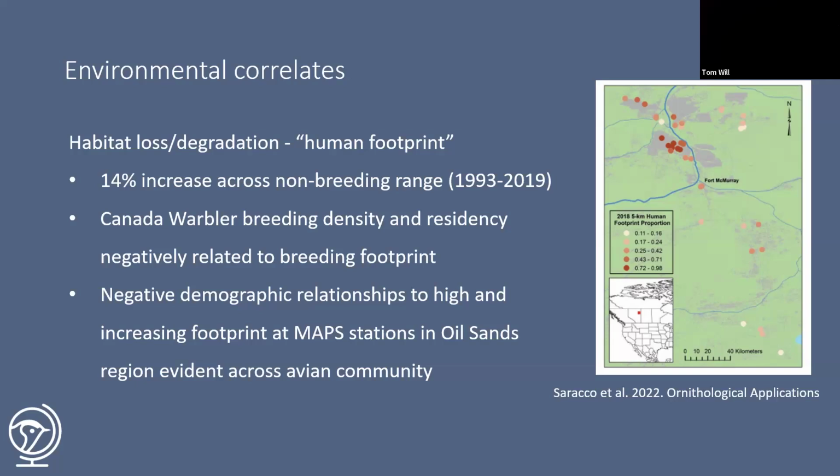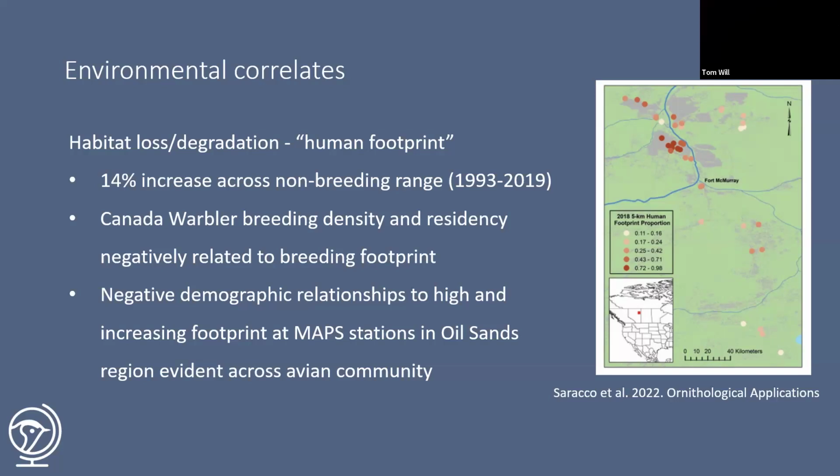Across the breeding range, you had a 14% increase in footprint. A lot of that happened in the western region. This is an area where we have a whole bunch of MAPS stations around the oil sands, with industrial development around the oil sands region. These dots are shaded by percentage of disturbance from oil industry footprint.